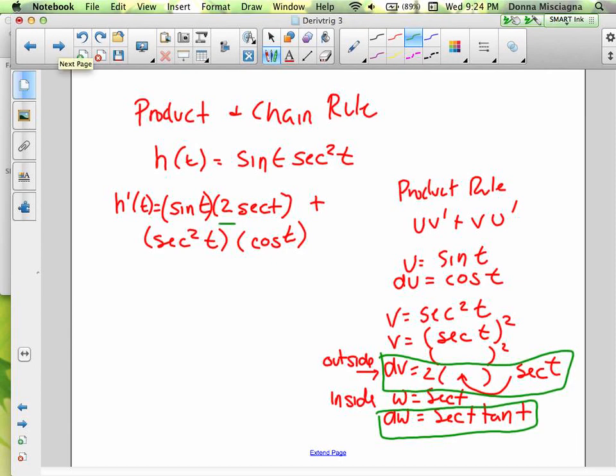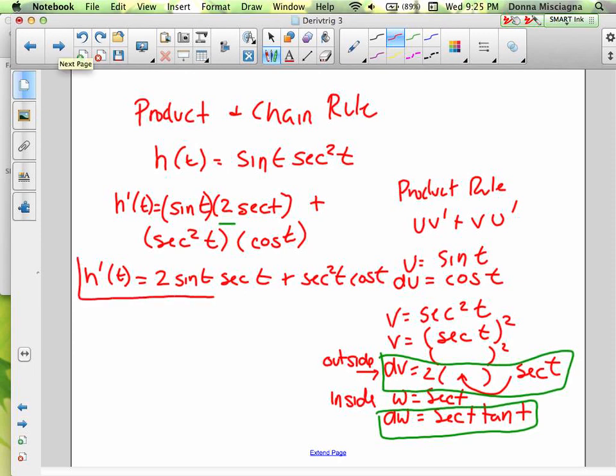All right, and then the order you write them in really doesn't make a difference. H prime of t, you could put secant first, you could put sine first, you're just multiplying them. We'll put the 2 first, and I'll just leave them in the exact same order they're in. Sine t, and I can drop the parentheses at this point. Secant t, and then we have plus secant squared t cosine t. And there we go. There's our final derivative. I mean, not too complicated.